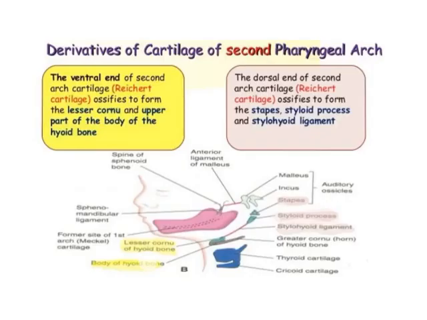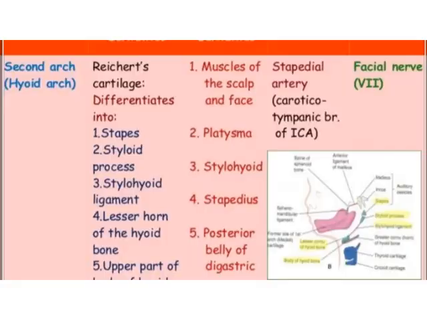The arch 2 mesoderm produces the muscles of facial expression, the posterior body of the digastric muscle, the stylohyoid muscle, the stapedius muscle. Bones from the neural crest include the lesser cornu of the hyoid, the superior part of the hyoid body, the styloid process, the stapes.